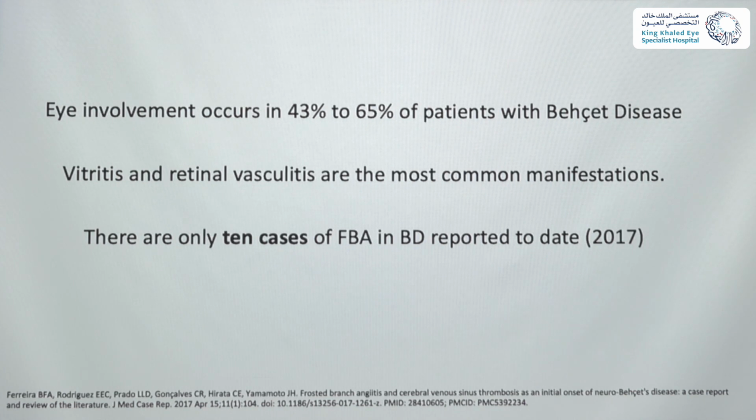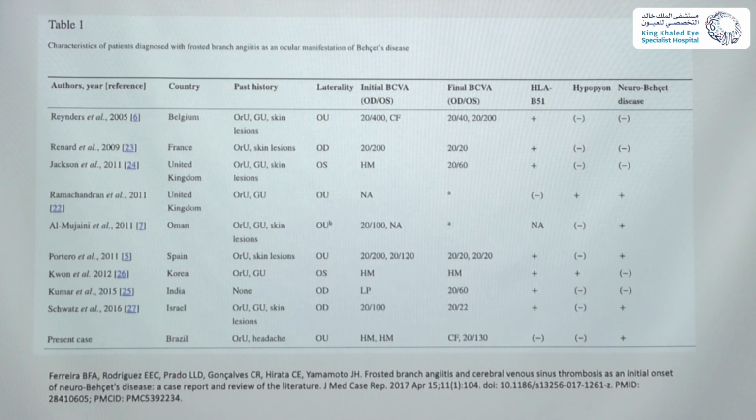Eye involvement in Behcet disease occurs in 43 to 65%. Vitritis and retinal vasculitis are the most common manifestations, and there are only 10 cases of frosted branch angiitis in Behcet disease reported up to the date of 2017.